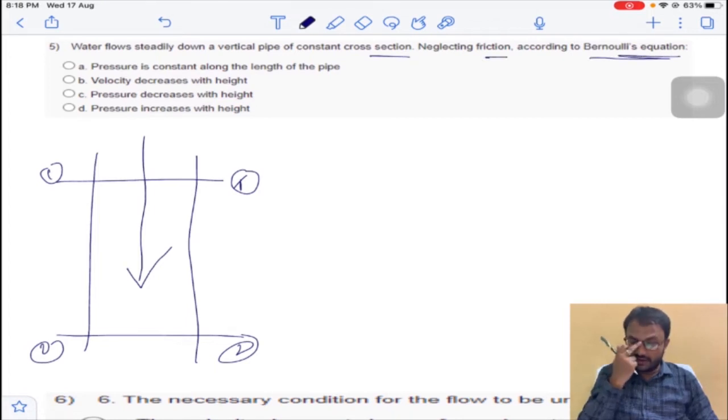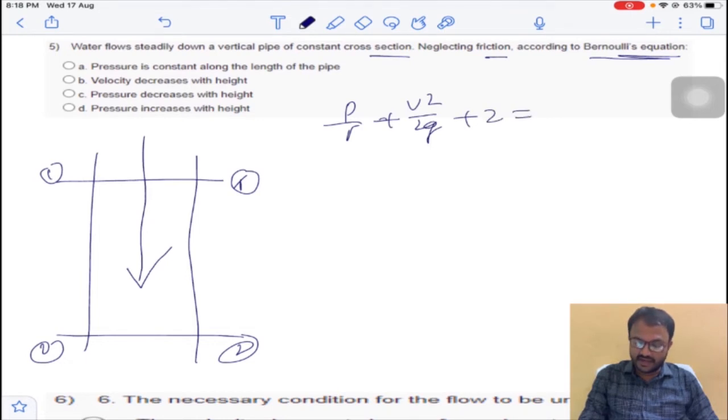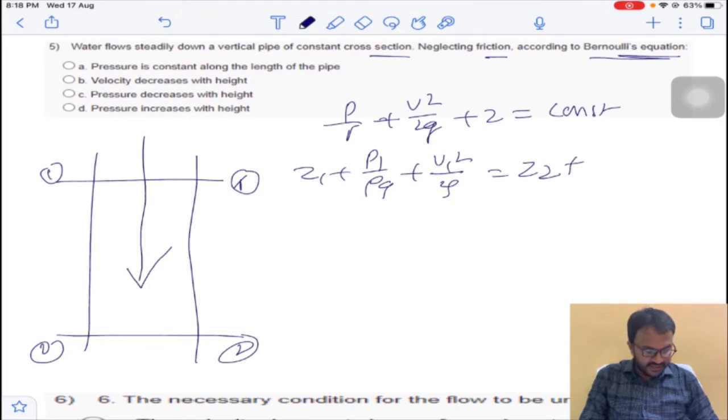So what is the Bernoulli's equation? Summation of pressure energy plus velocity energy, this is also called kinetic energy, plus datum head is equal to constant. So this is Bernoulli's equation. Now I will apply this at section 1 and 2. Z1 plus P1 by rho G plus V1 square by 2G is equal to Z2 plus P2 by rho G plus V2 square by 2G.